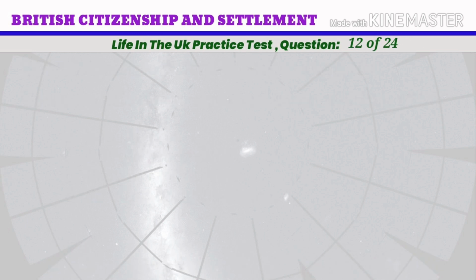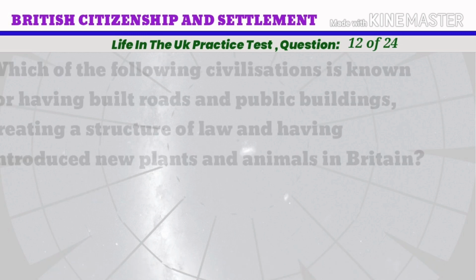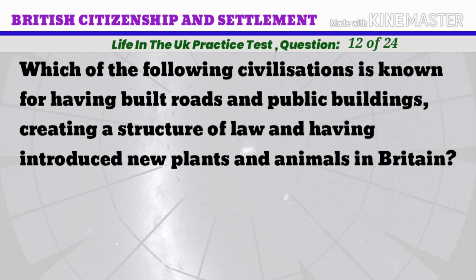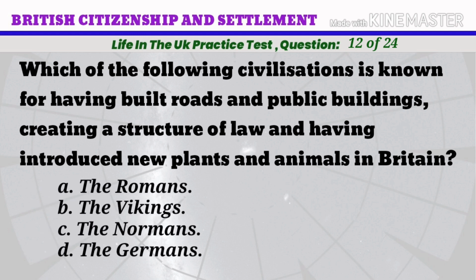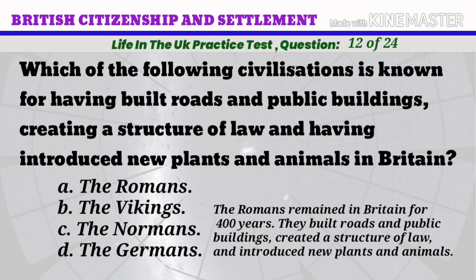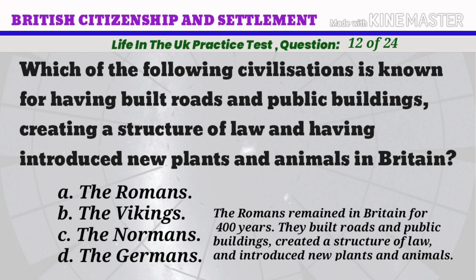Life in the UK practice test question 12 of 24. Which of the following civilizations is known for having built roads and public buildings, creating a structure of law and having introduced new plants and animals in Britain? A. The Romans. B. The Vikings. C. The Normans. D. The Germans. The correct answer is A. The Romans. The Romans remained in Britain for 400 years. They built roads and public buildings, created a structure of law, and introduced new plants and animals.